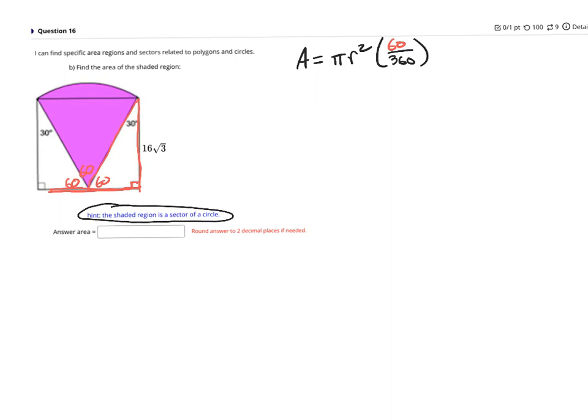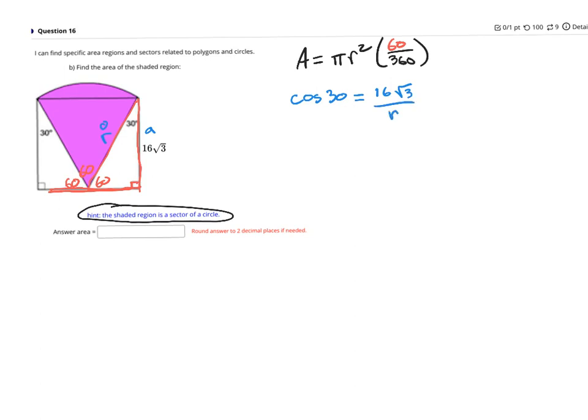The next thing I need to do is find the radius of my circle. That's the radius right there. Notice that this is a right triangle, and I know one side. So I can use SOHCAHTOA to find the missing side, which is the radius. This would be the adjacent side. This would be the opposite side. So adjacent and opposite is cosine. So I have to do the cosine of 30 degrees is equal to the adjacent side over the hypotenuse.